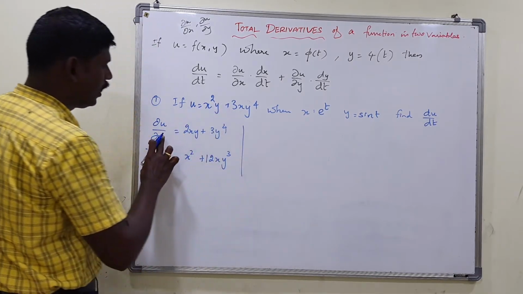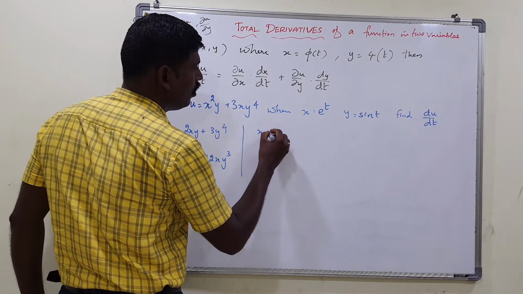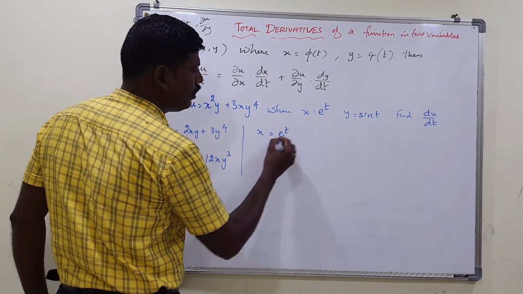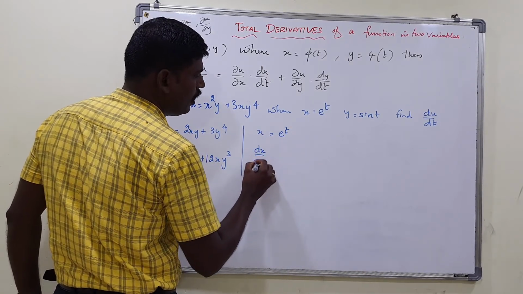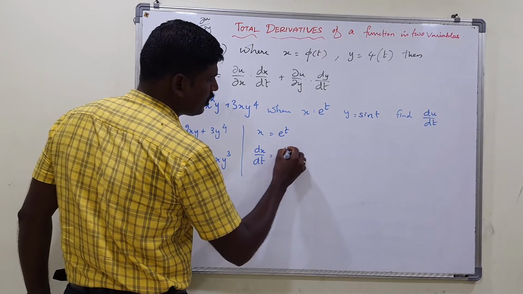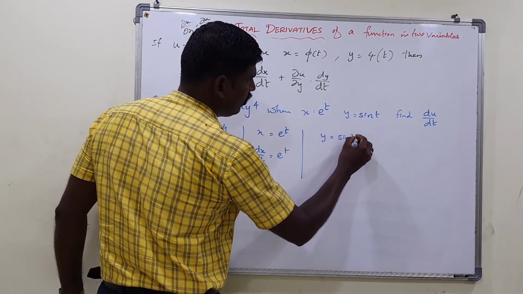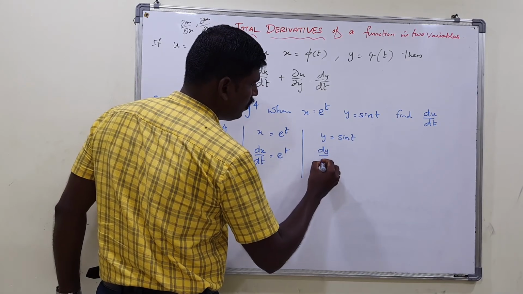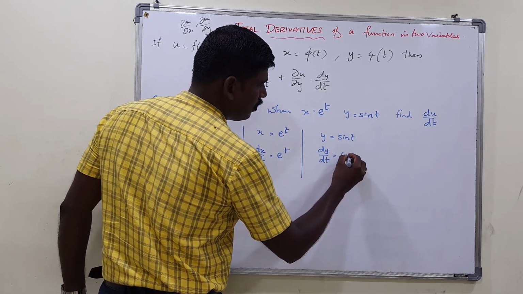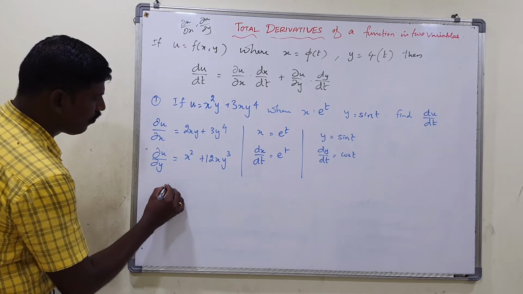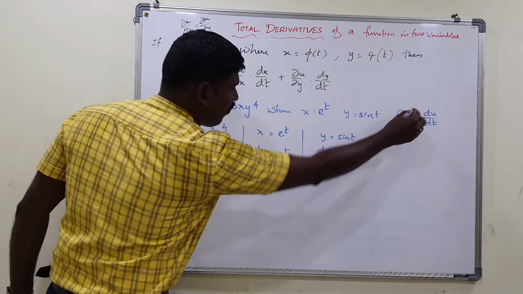From u, I took partial derivatives with respect to both. Then what is x, e power t? It is in one variable, so directly go for dx by dt. It is the same, e power t. And then y is given as sin t. Then what is dy by dt? Cos t. Isn't it? Now, therefore, what we need to find?